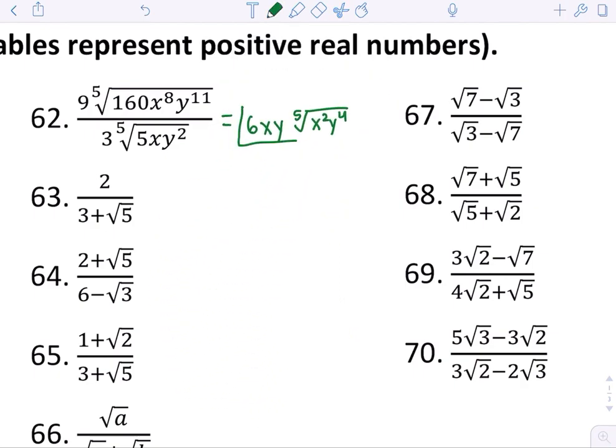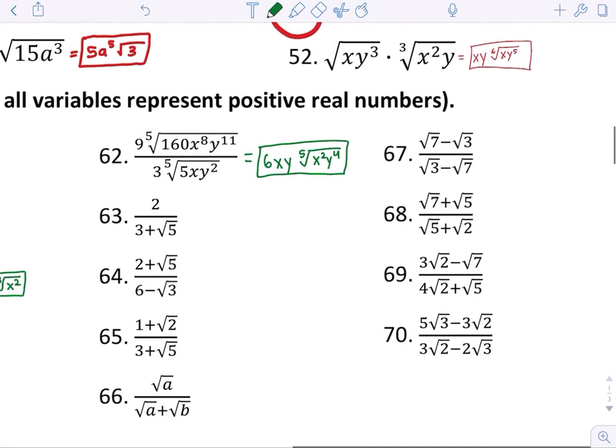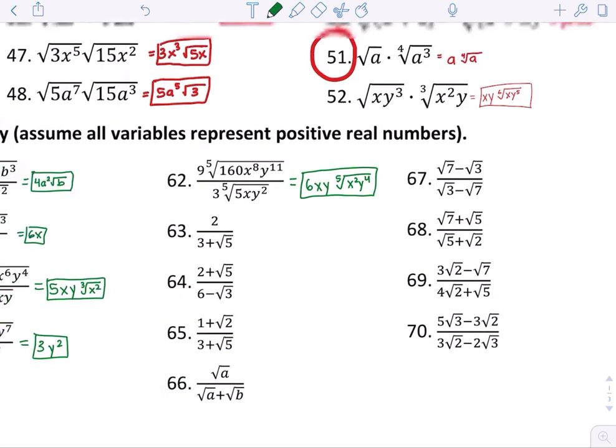Okay. So, next we're going to do these conjugates, you guys, and then equations, and then we'll be done. Alright. Peace.